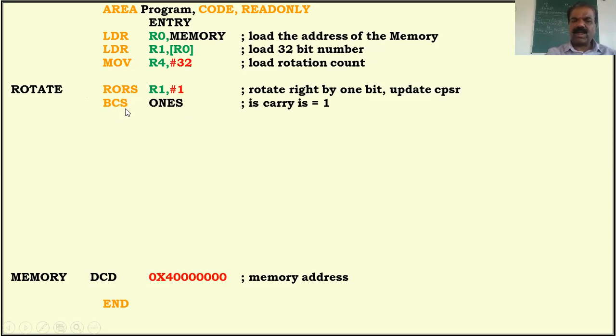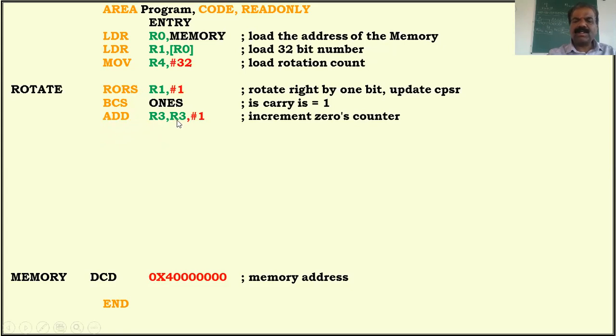Branch if carry flag is set. Suppose B0 bit is 1, this condition is true, then it takes you to this particular memory location. There we have to update a register. Which register do I have to update? I explained already: we are using R2 for the number of ones and R3 for the number of zeros. Then next, suppose this condition is false, that indicates the bit is 0, it's not 1.